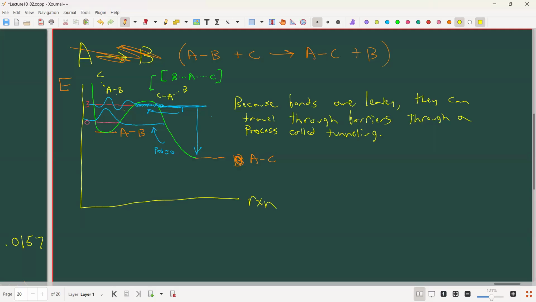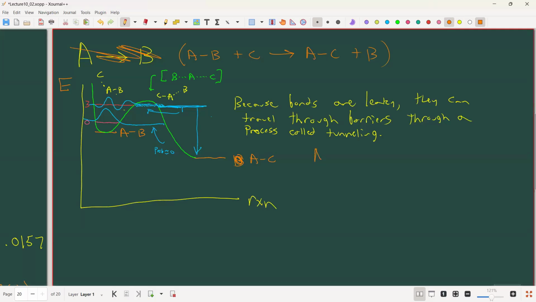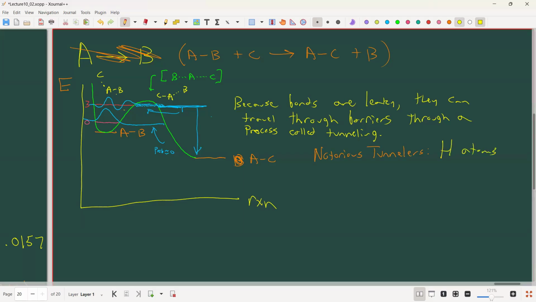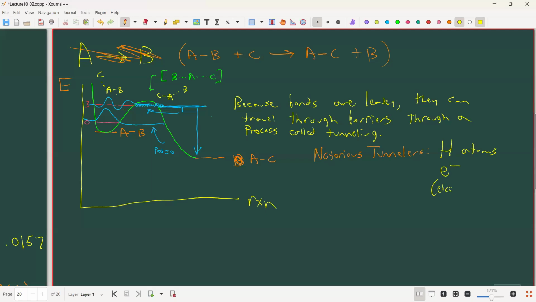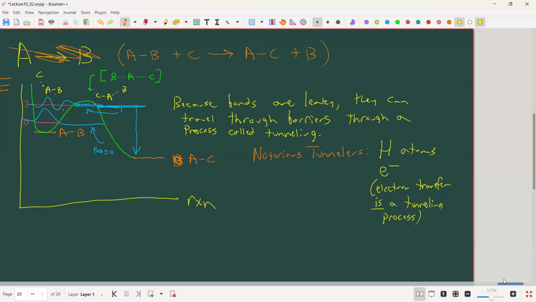Not everything can tunnel. It has to do with the mass of the object. The heavier the mass is, the more damped the oscillation is. So light things tend to tunnel really effectively. So notorious tunnelers, sounds like a hip hop group, are hydrogen atoms, right? And electrons. In fact, the process of electron transfer is a tunneling process. Right? So those are the most common things, H atoms, electrons.